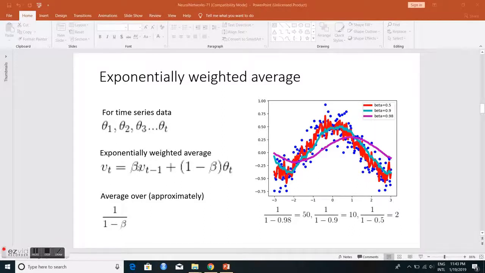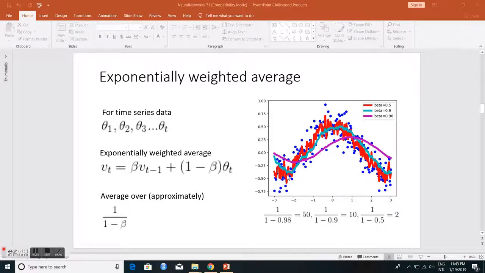Essentially, when you use a weighting factor of beta, it averages over 1 by 1 minus beta values. So for example, in our previous example, we used beta as 0.9, and so using this formula, 1 by 1 minus 0.9 is 10.